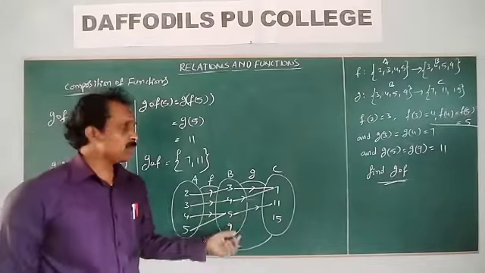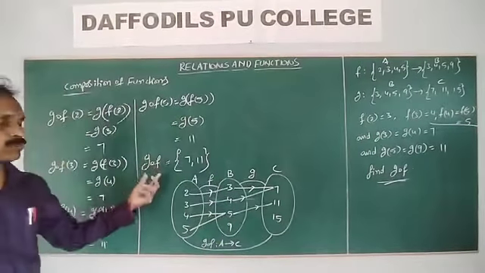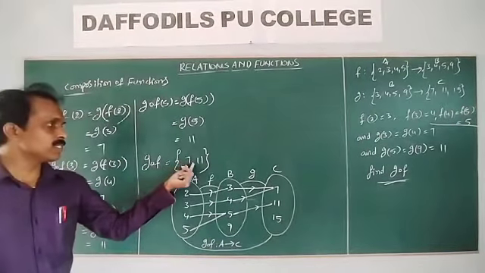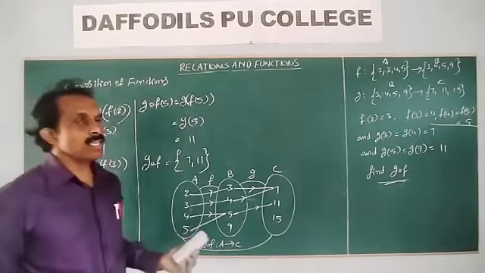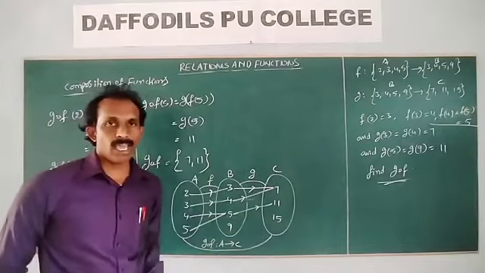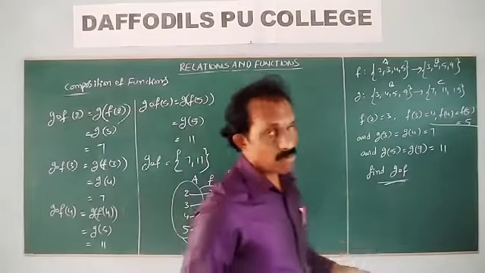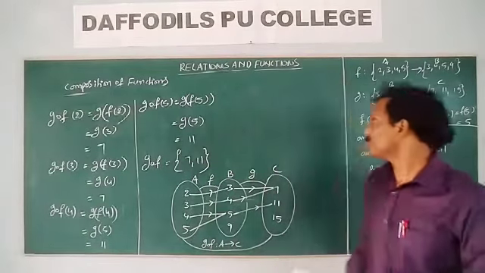So by the diagram or by this process, finally the G circle F set is 7, 11. Clear? Understand? These are called composition functions. This is the example for the composition of functions F and G.